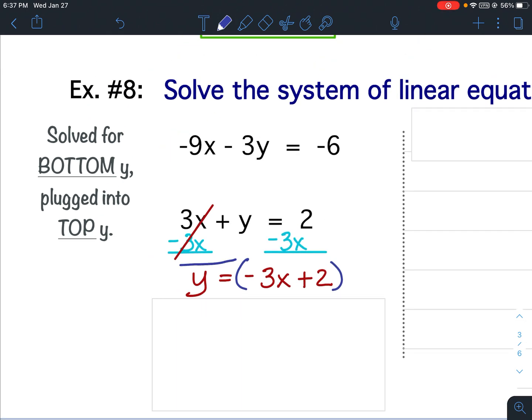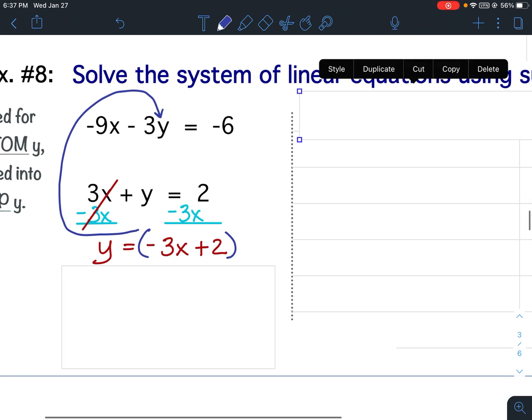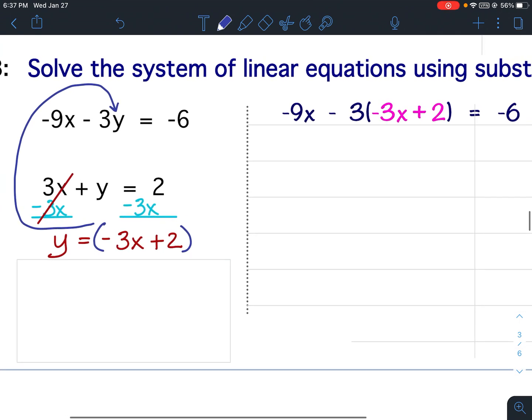Solve for the bottom y, substitute it in for the top y. That would look like this. Negative 9x minus 3 would stay the same, but the y is replaced with negative 3x plus 2.